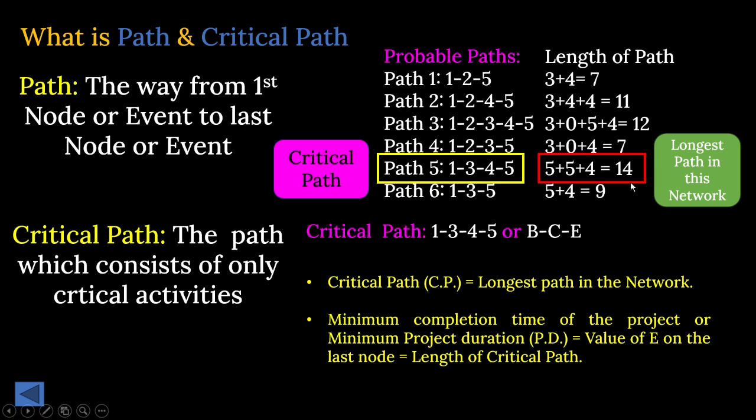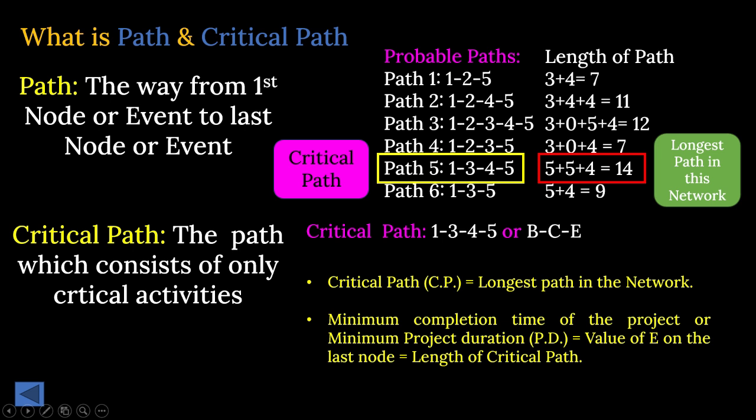So the length of the critical path is 14. If you remember the project network, the last node was 14. That is the minimum possible duration of the project. The project duration, the minimum shortest days, and the critical path and the longest path are the same at the same time. So the minimum completion time of the project, or minimum project duration, is equal to the value of E on the last node. That is the length of the critical path, and we can see that it is 14 days.